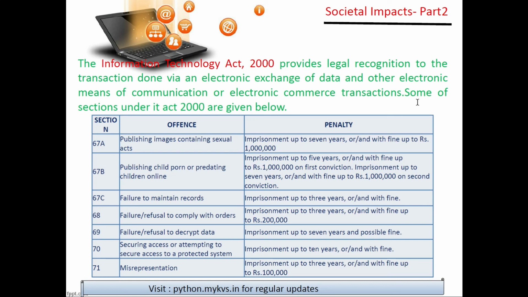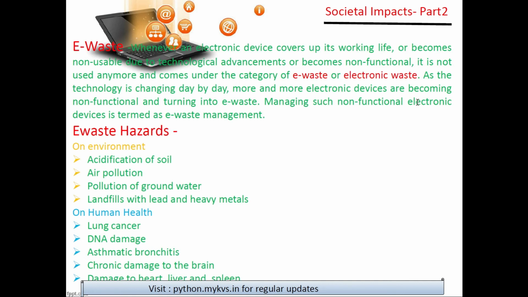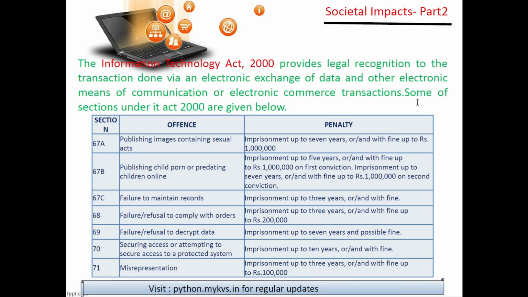So these are, at present, the important sections and the offenses and penalties that have been seen here. As cyber users, we should know all these things and be aware of them, so we will be able to save ourselves from crime, as well as do good for society.